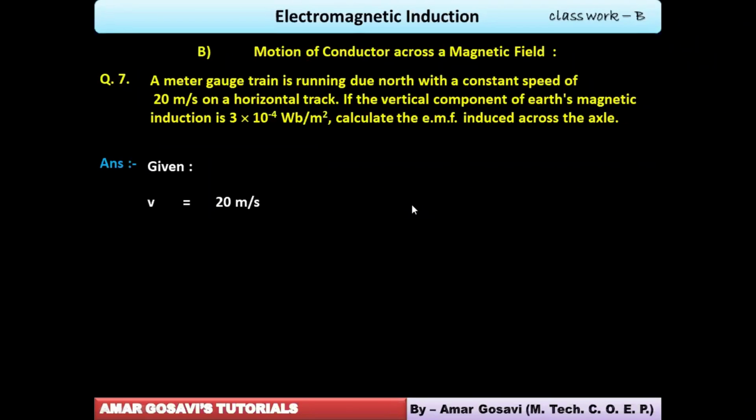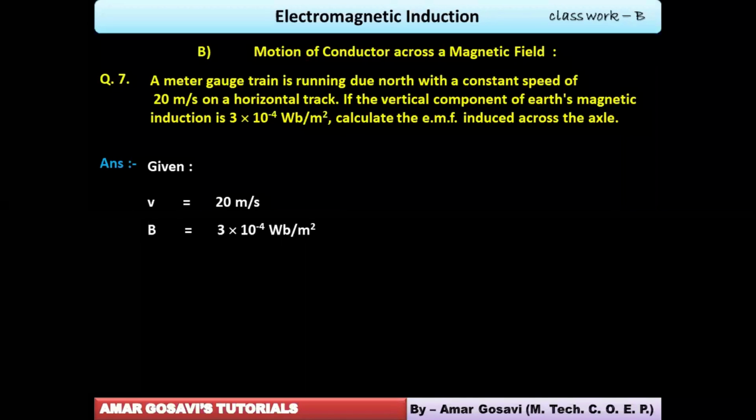So let's talk about the given data. This train is moving with the speed 20 meter per second. The component which is effective over here, Earth's magnetic vertical component, is 3 into 10 raised to minus 4 Weber per meter square or Tesla. The length of the axle will be equal to the gauge of the train. Now it's a meter gauge, so obviously the length will be 1 meter. So here you just put L as 1 meter.